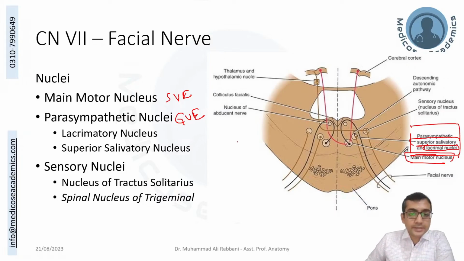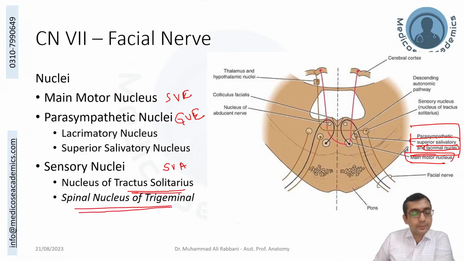Then there is this nucleus, and then there is the sensory nuclei. The sensory nuclei are mostly special visceral afferent. The taste sensation is mostly coming from the tractus solitarius. And then there are some fibers you might have read about while reading about the supply of the external ear, the supply of the eardrum. These are the general somatic afferent fibers. These are going into the spinal nucleus of the trigeminal nerve.